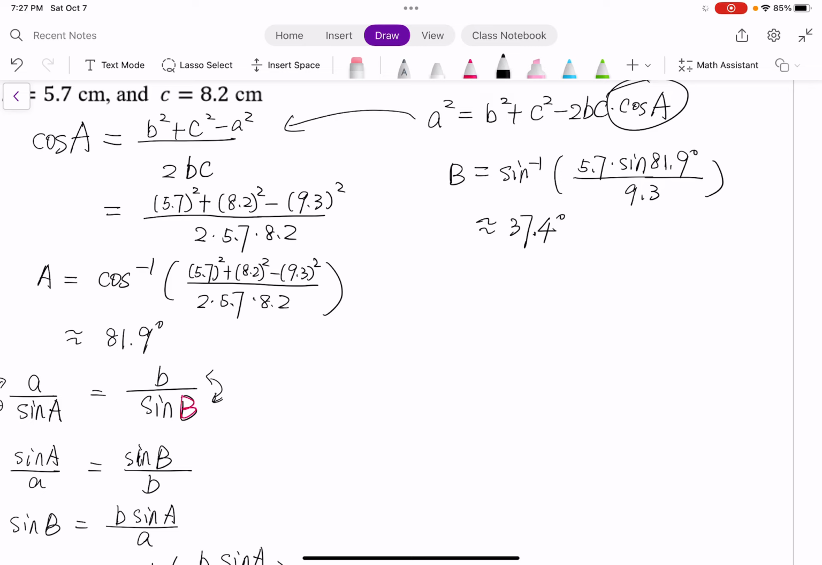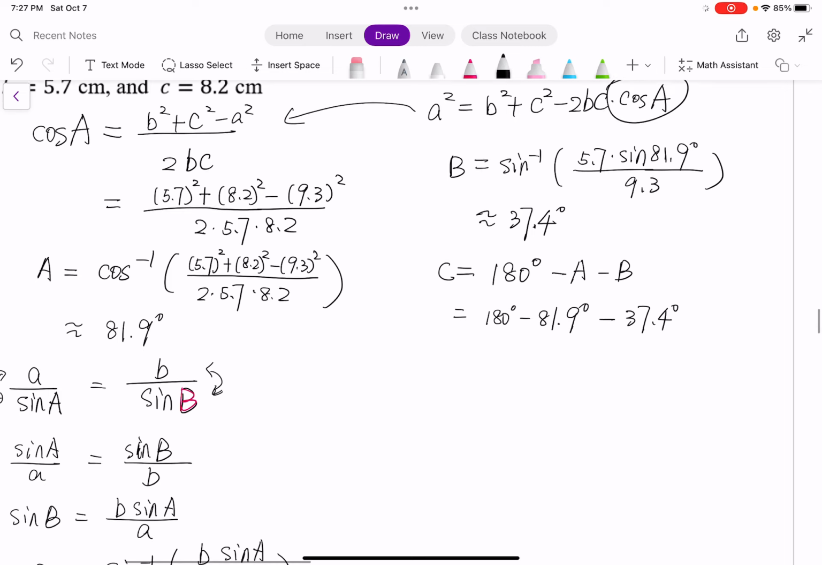So you have angle A, angle B. Can you find angle C? I don't need to use the law of sines again because I know two angles of the triangle. So use the addition equals 180. To find the angle C, 180 degrees minus A minus B. So 180 degrees minus 81.9 degrees minus 37.4 degrees.